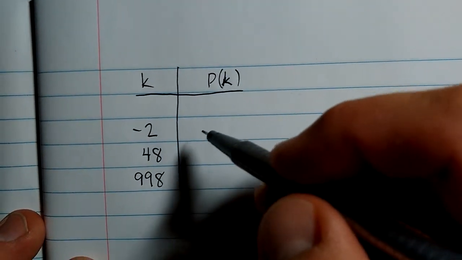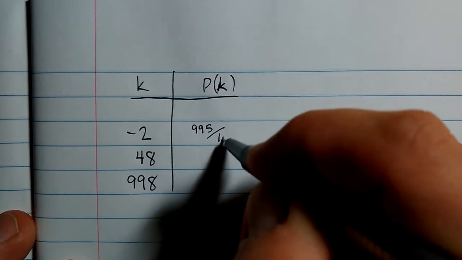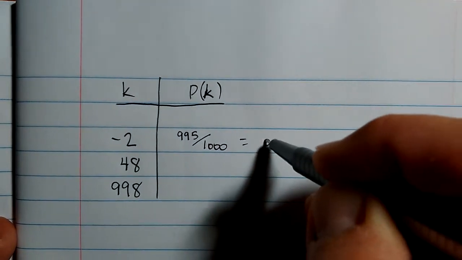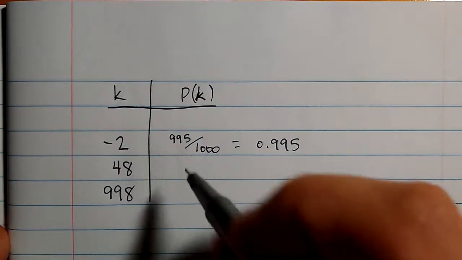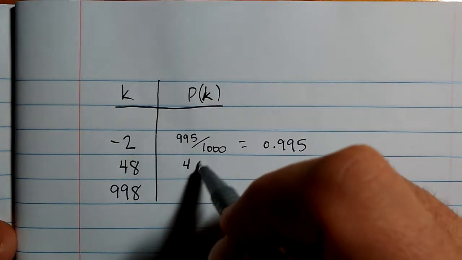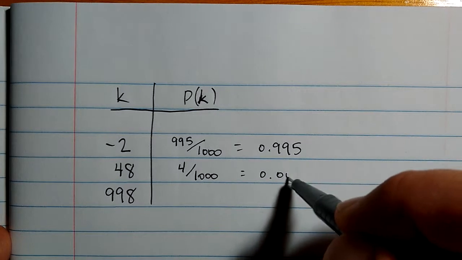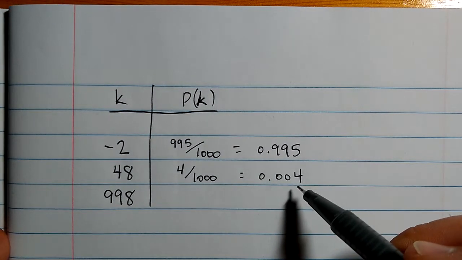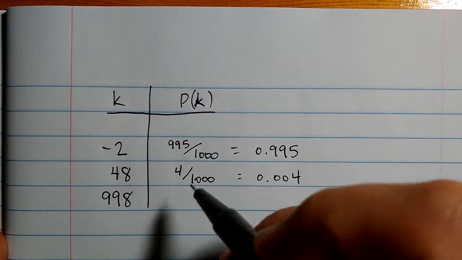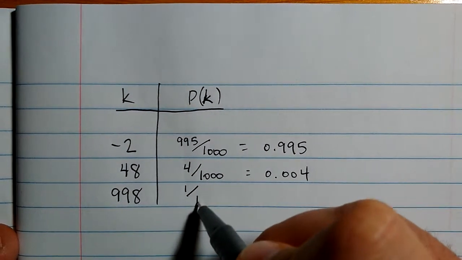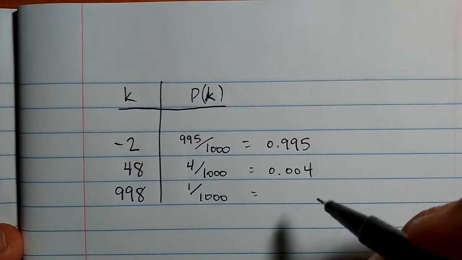Now the probability of -2 occurring in this experiment is very high, 995 out of 1,000, or we could write that as 0.995, 99.5%. The probability of 48 occurring is 4 out of 1,000, 0.004, that's 0.4%, not 4%. And the probability of 998 occurring is, well, it has to add up. So this is 1 out of 1,000. That adds up to 1,000 out of 1,000.